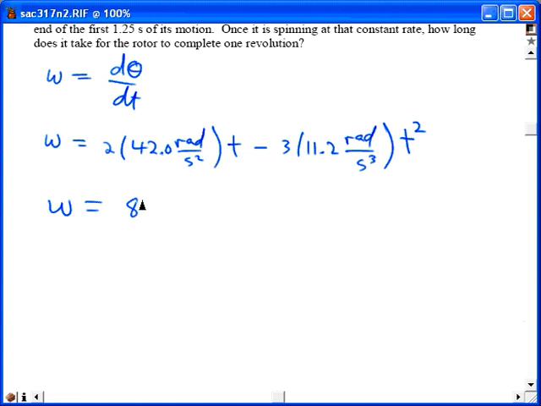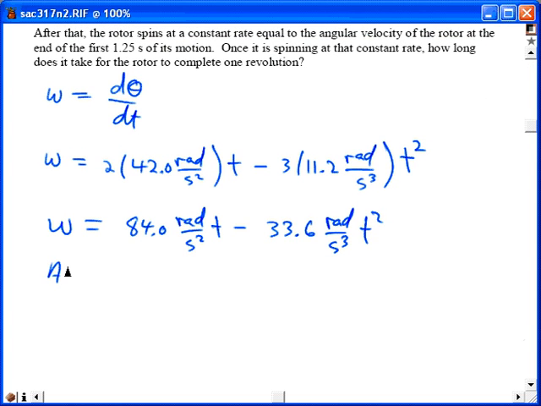So go ahead and multiply this through. We'll simplify. That's 84.0 radians per second squared times t, and then minus 33.6 radians per second cubed times t squared. And then I need to know what omega is at 1.25 seconds.